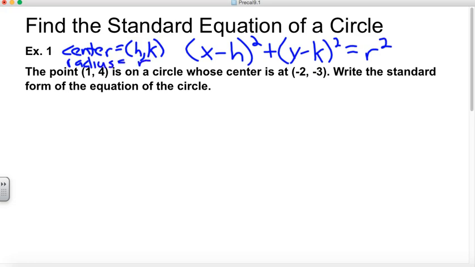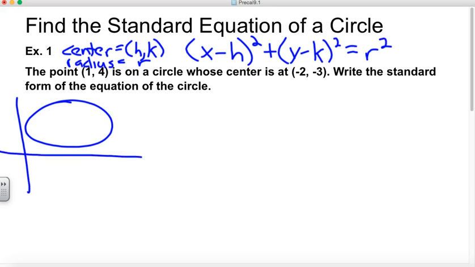All right. So right here we're given the point (1, 4). It tells us that point is on the circle, and the center of the circle is at (-2, -3), and they want us to write the standard form of the equation of the circle. So if we just drew a little sketch to get an idea of our points, the point (1, 4), over 1 up 4, would be somewhere around in there.